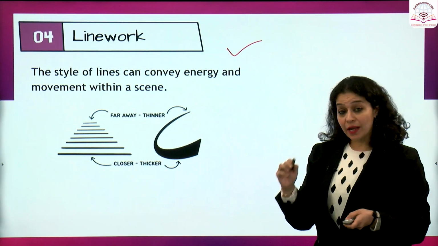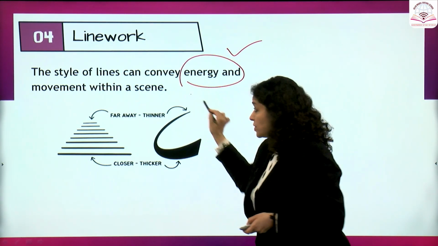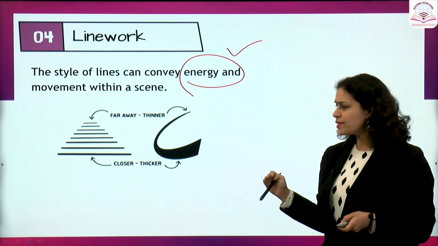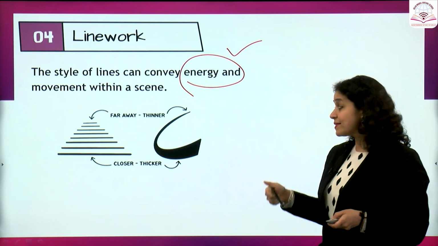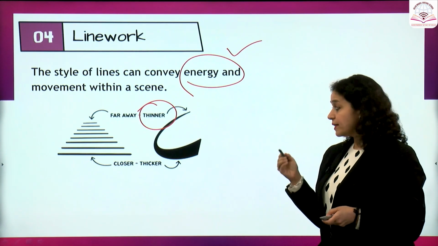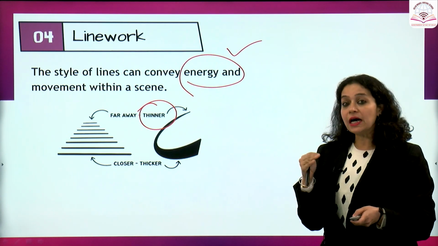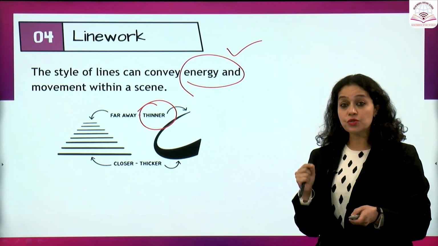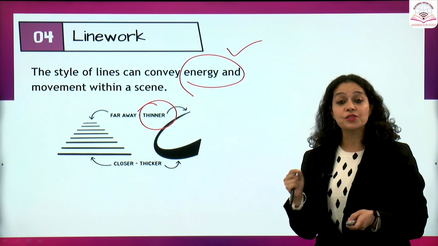Now students, let's talk about another important visual storytelling technique, that is line work. The style of lines can actually convey energy and also movement within a certain scene. For example, lines that go far away become thinner, whereas the lines in the closer scene are thicker. They also convey certain emotions and evoke the mood amongst the readers.